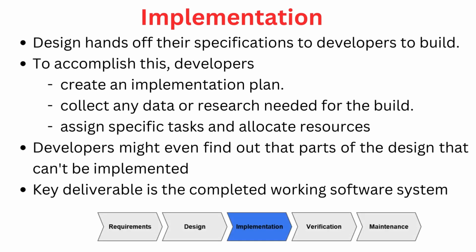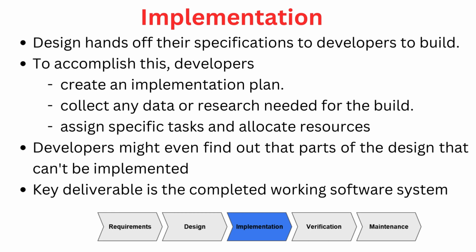Right. Okay, the third stage is the implementation. This is when the design documents and specifications are handed over to the developers to build the desired system. To accomplish this, developers typically create an implementation plan, then collect any data or research needed for the build and assign specific tasks and allocate resources among the team.